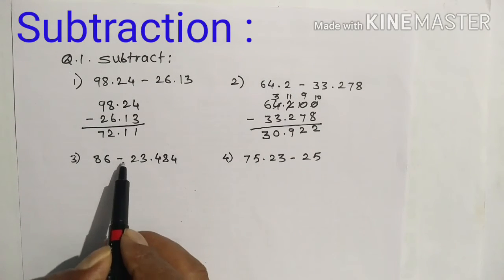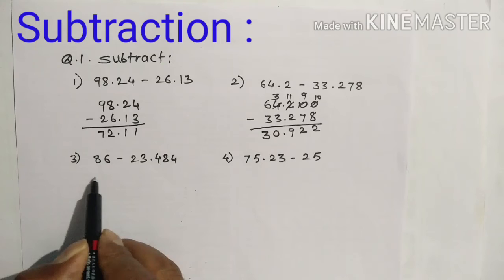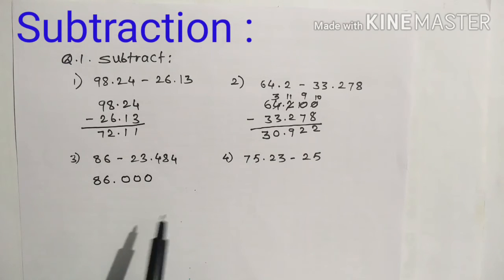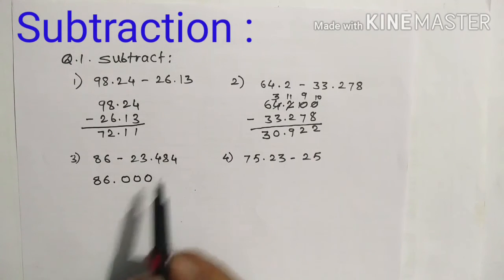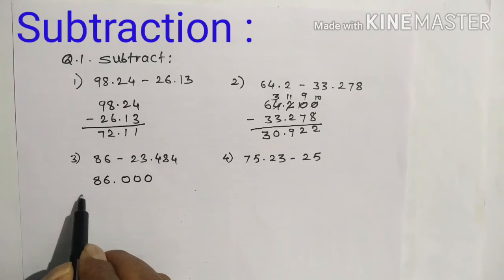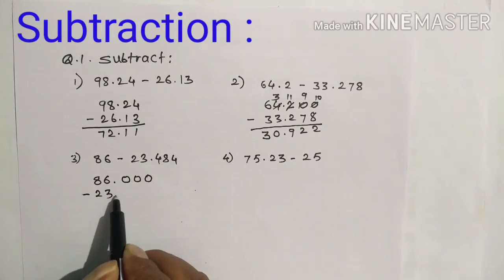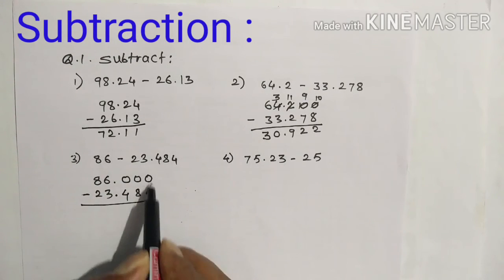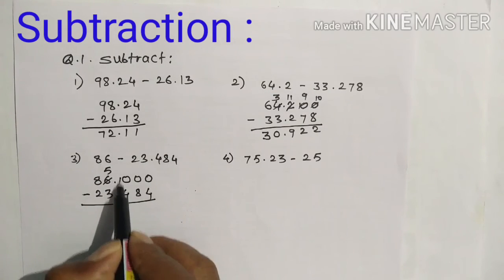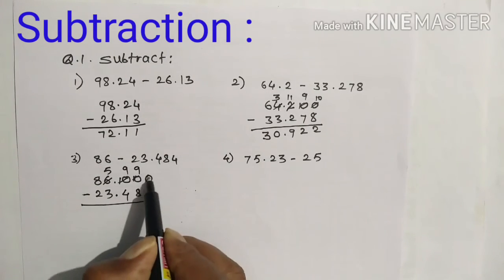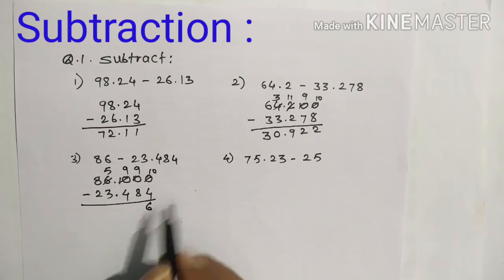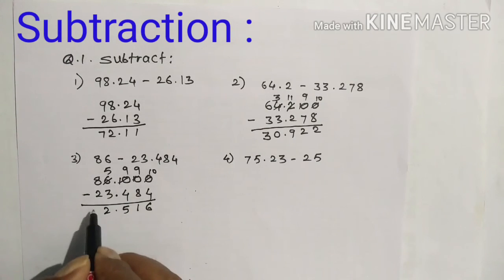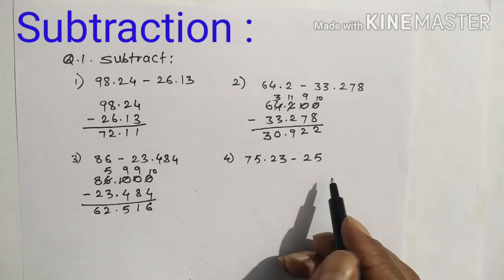Next example, 86 minus 23.484. Now 86 is a whole number. 86 is nothing but 86.000. I have taken 3 zeros because the decimal number has 3 decimal places. Now minus 23.484, like this we have to arrange. We can't subtract 4 from 0, so we will take a borrow from here. It will become 9, it will become 9, it will become 10. 10 minus 4 that is 6, 9 minus 8 that is 1, 9 minus 4 that is 5, 5 minus 3 that is 2, and 8 minus 2 that is 6. Like this we have to subtract.